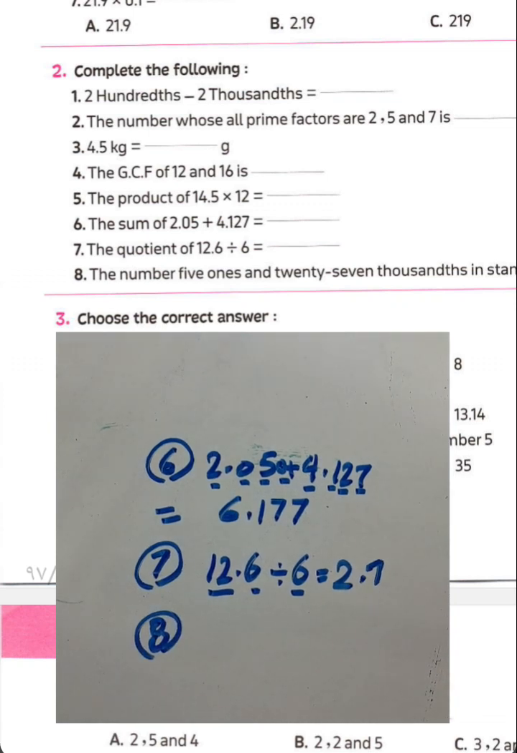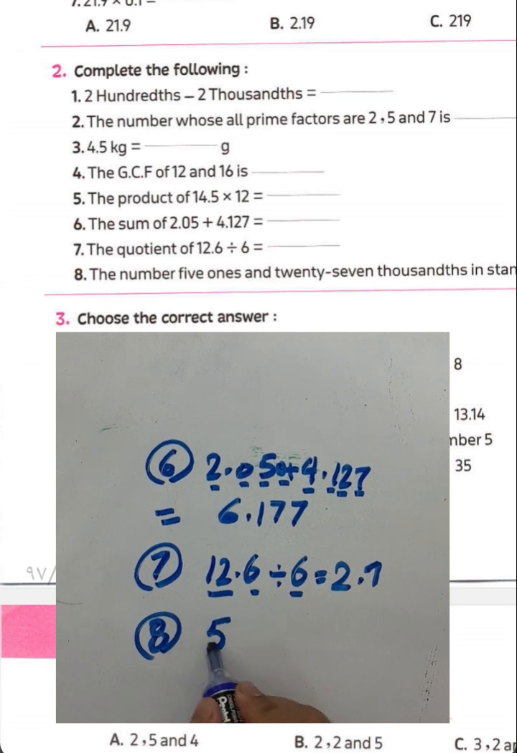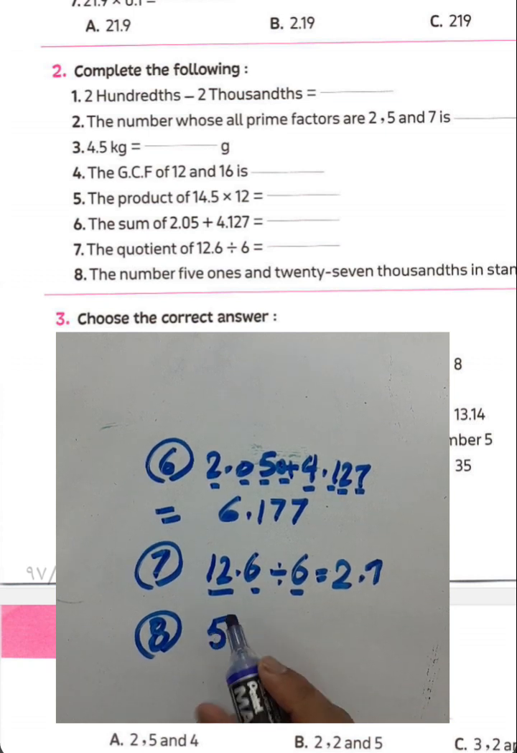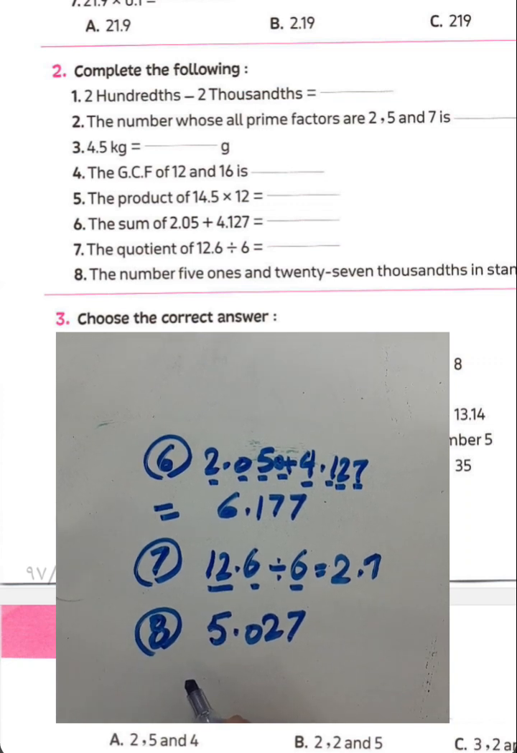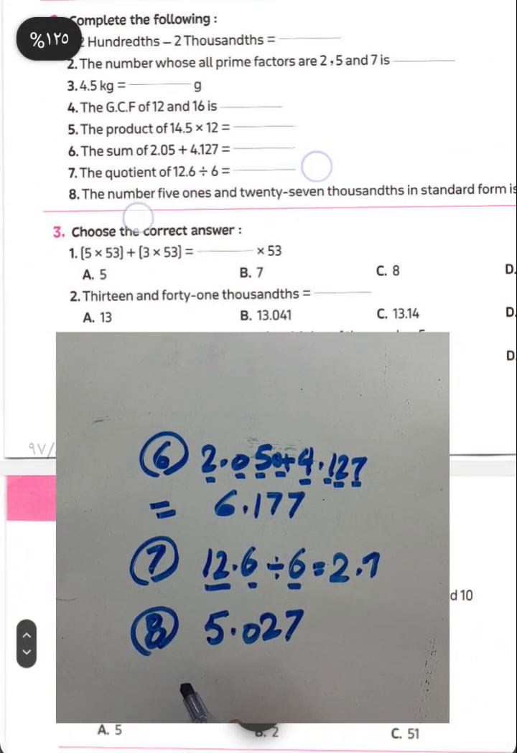Question 8. The number 5 ones and 27 thousandths, write this number in standard form.